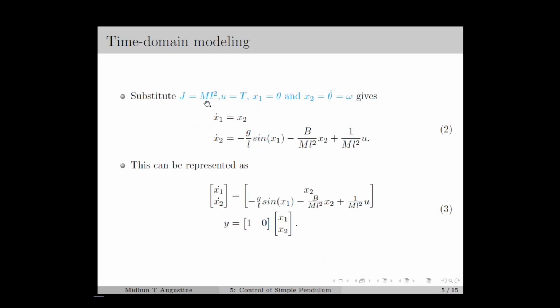Now, by substituting J equal to ml square and the control input U equal to T, the state variable x1 equal to theta and x2 equal to theta dot, we can rewrite the second order differential equation as two first order differential equations. And by combining x1 and x2 into a single vector, we can represent this equation as in equation number 3, which is in the form of x dot equal to f of x comma u and y equal to g of x, which is the form of a standard nonlinear system.